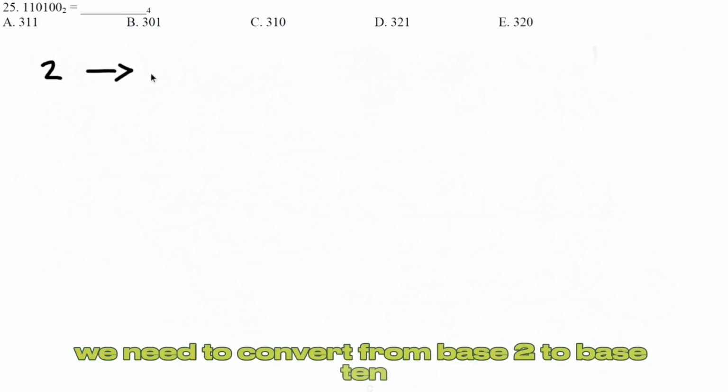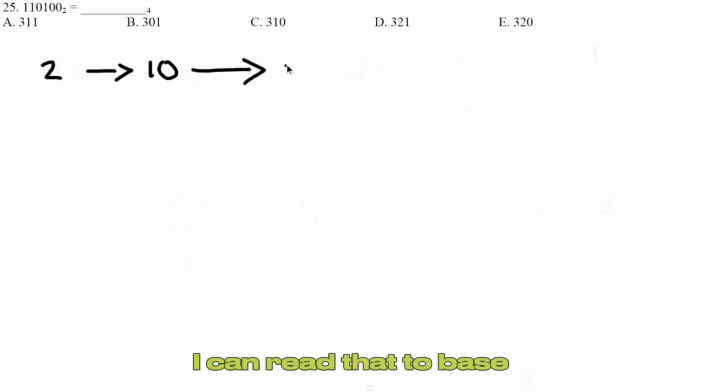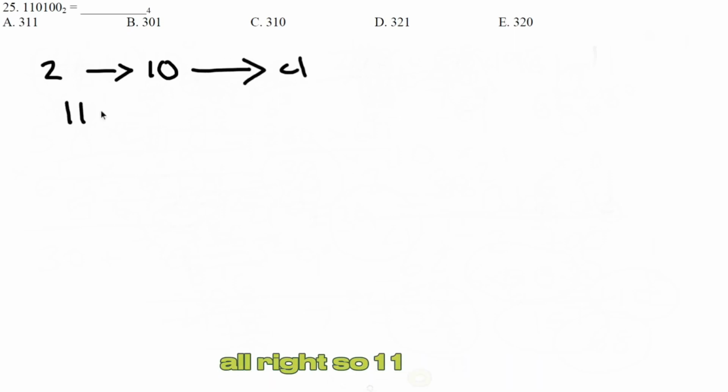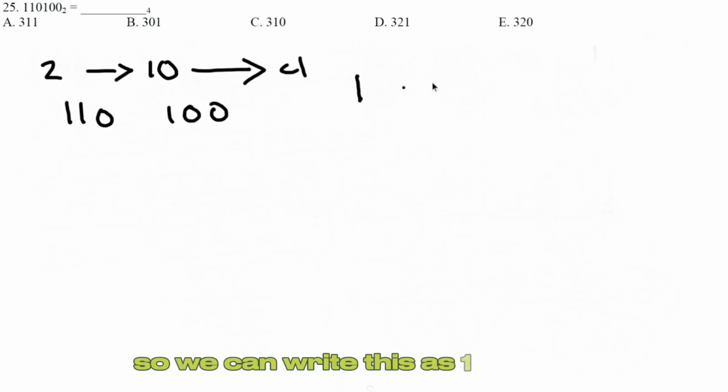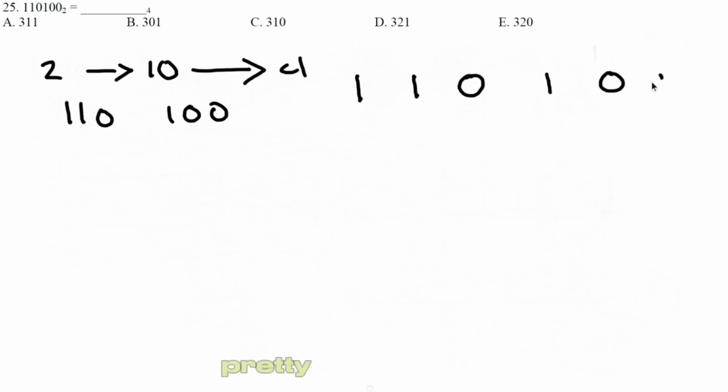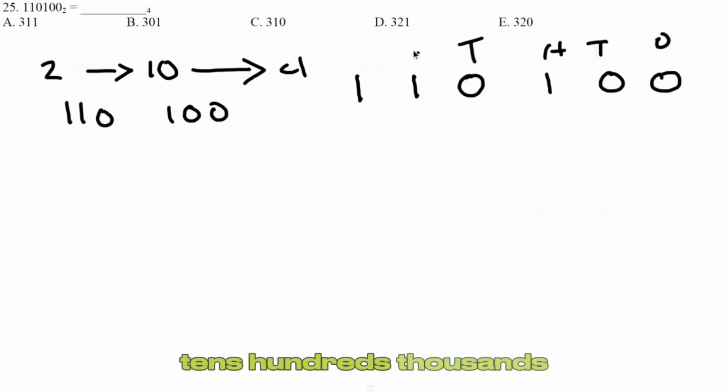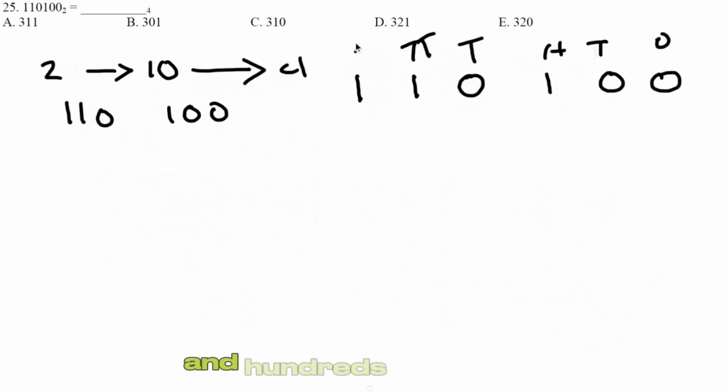110100 base 2 equals what base 4? So this is pretty similar to the earlier problem where we had to convert from base 8 to base 9. We need to convert from base 2 to base 10 and convert that to base 4. So 1, 1, 0, 1, 0, 0. We can write this pretty spread apart. Now we have our ones, tens, hundreds, thousands, 10,000s, and 100,000s.